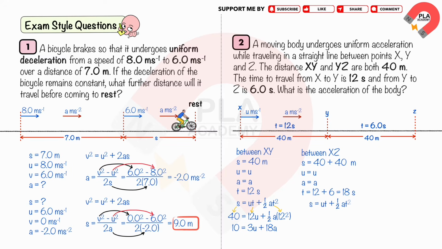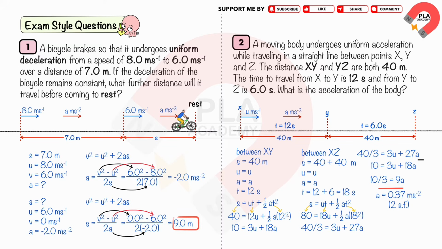We can use the equation s equals ut plus half at squared, again. We substitute s equals 80 and t equals 18. And then we simplify the equation, like this. We can solve these two equations together to find the acceleration, a, by eliminating u, like this. We get a equals 0.37 meters per second squared to two significant figures.